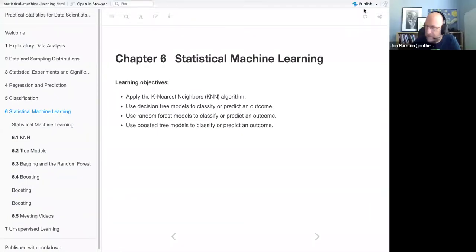All right. So the learning objectives are just identifying the four main algorithms that are covered in this chapter. These are not by any stretch the only four. I'm not sure why they picked these four, except this is a good representation of the current state of a lot of this category of machine learning. So k-nearest neighbors, tree models, bagging and the random forest, and then boosting are the four things that this chapter covers. And that's what these slides are organized around, basically one section for each.